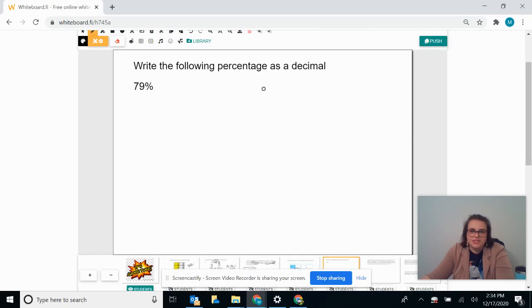Write the following percentage as a decimal. Okay, this is my favorite, this is my favorite math trick, okay? So hopefully you remember it.